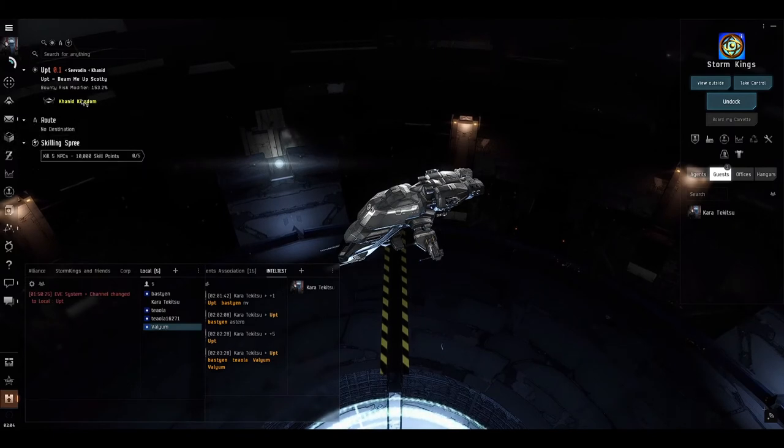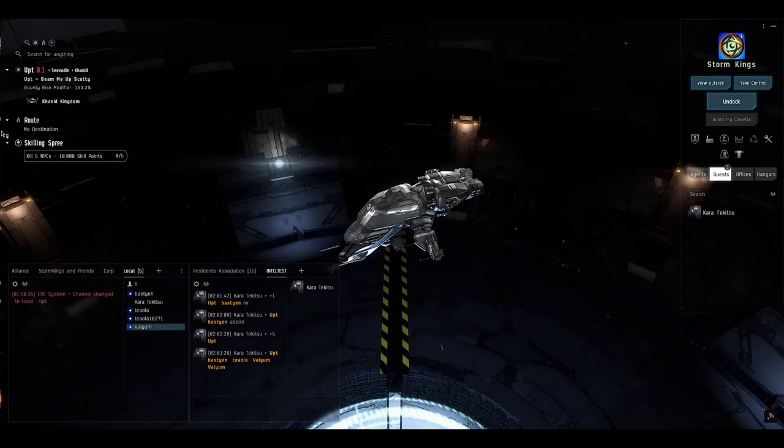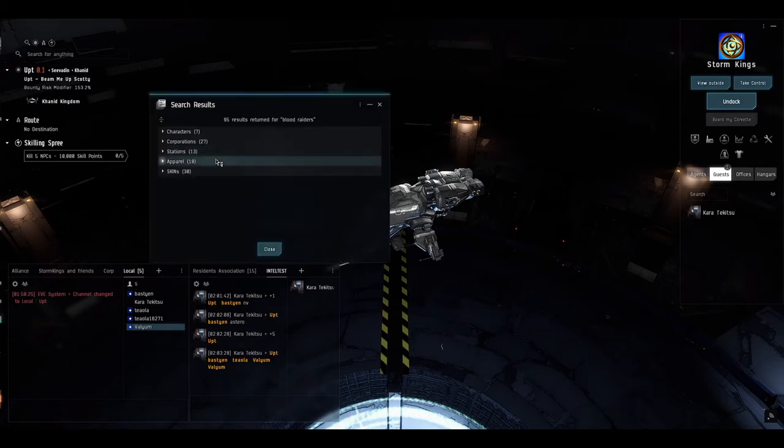So one of the things to keep in mind, especially in our particular Lowsec, is the rats. We have what's called Blood Raiders. Different areas of space will have different things.